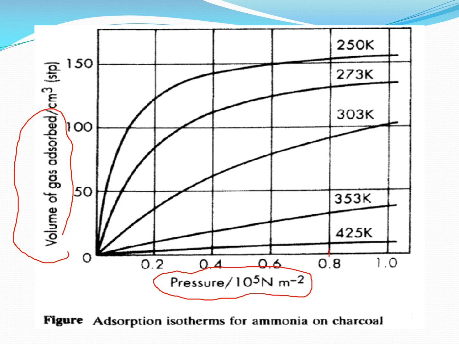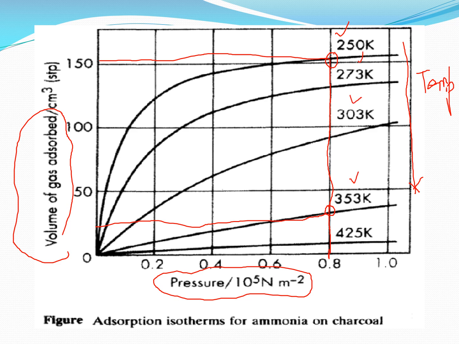Let us fix the pressure, say 0.8 Newton per meter square, and now if you move towards the y-axis, we have different points. I just compare two temperatures. For example, at 353 Kelvin we have this much adsorption, and at 250 Kelvin we have this much adsorption. Now you see that the temperature is increasing in the downward direction. For example, here it is 250, then we have 273, sorry, 303, 353, 425. So temperature is increasing downward.